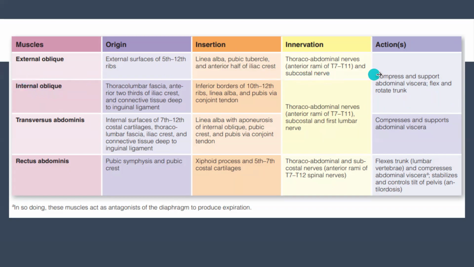of external oblique, which is 7-11 anterior rami. So T7 to 11. While those from internal oblique to rectus, they have 7-11 associated with the subcostal nerve. Okay, we have the subcostal nerve there, which is T12. But remember that 7-11 and subcostal, which is T12, okay? And we have the transversus abdominis, rectus, and internal oblique associated with L1. So from T7 to L1 nerve roots, they are supplying these muscles.